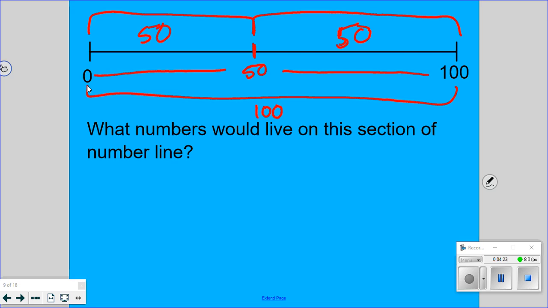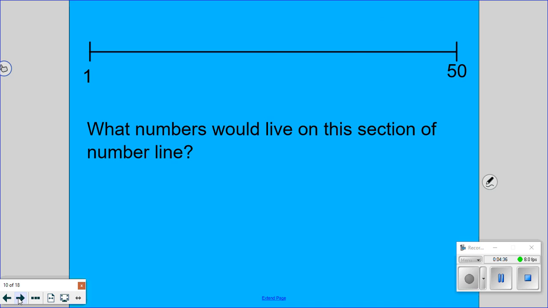So far, so good? Yes. That makes sense? Yes. All right, we're going to do a tricky one. Because 0 to 10 is usually pretty simple for people to understand, and 0 to 100 is pretty simple. Draw another number line, 0 to 50. So let's start with how many numbers total live on this number line.